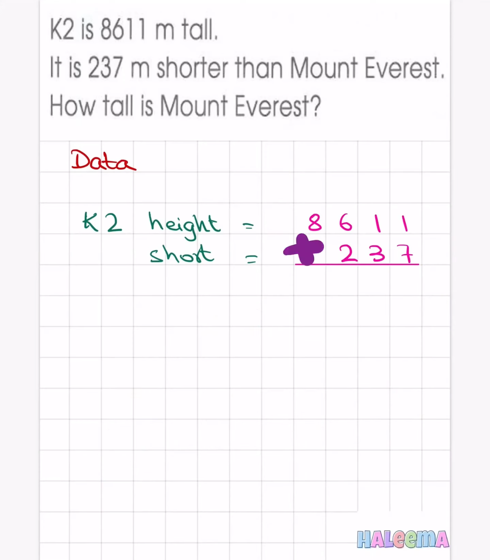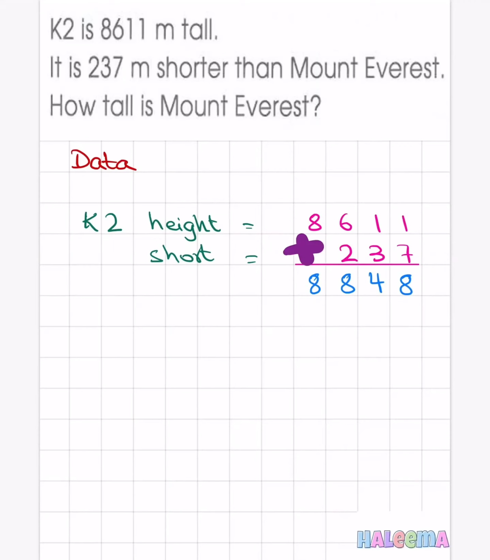Let's start solving. 1 plus 7 is 8. 1 plus 3 is 4. 6 plus 2 is 8. And there's nothing under 8, so we'll assume there's a 0. And 8 plus 0 is 8. That's right. So this is our answer.